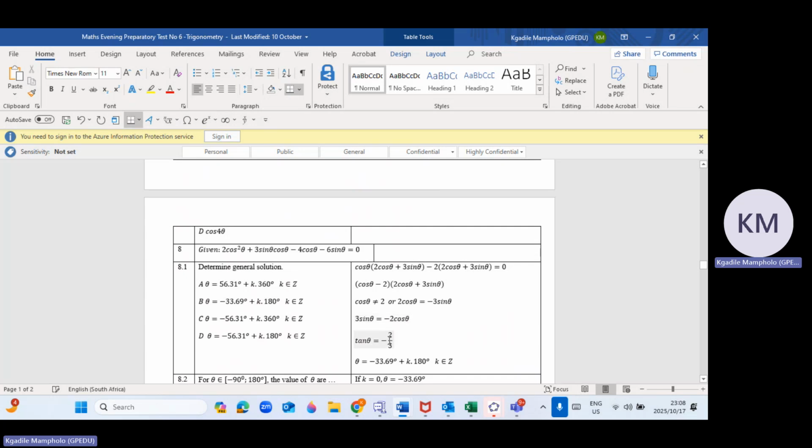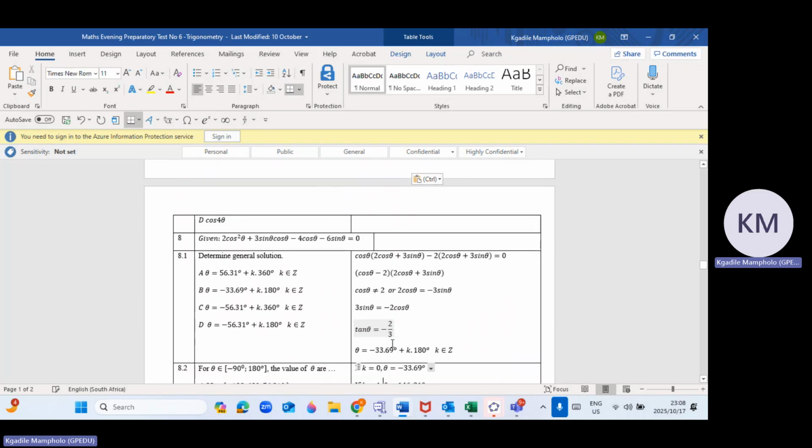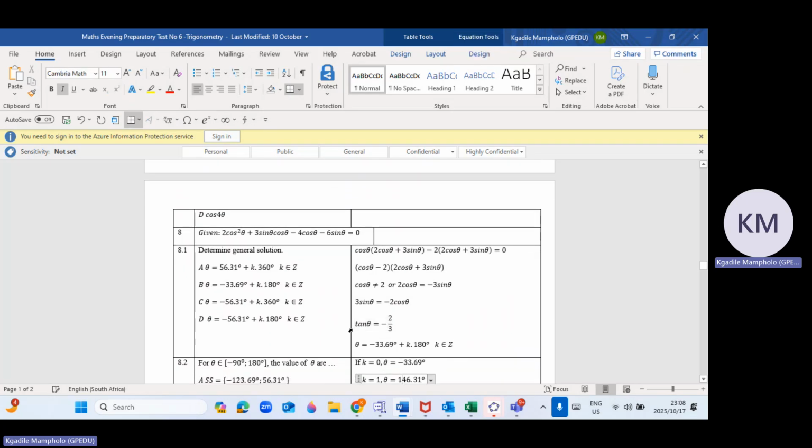Cos divided by cos is 1. Then obviously you'll divide this side by 3, then you have tan theta equals -2/3. So there is a shift tan -2/3. So when you generalize, it will be -33.69 plus k times 180 degrees. As I told you, the period of the tan graph is 180, where k is an element of the integers.